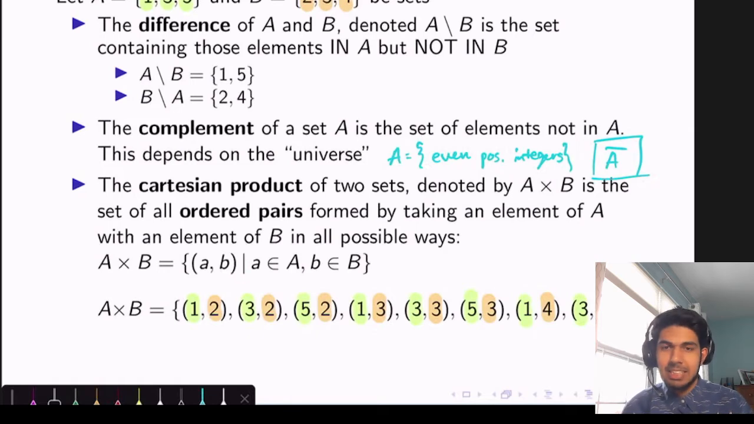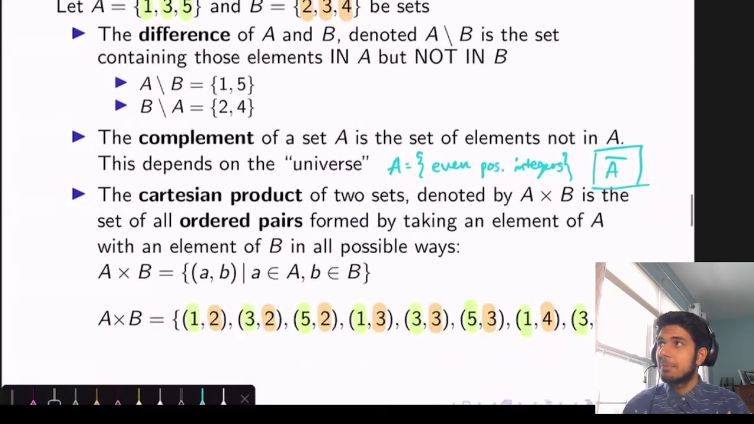This bar means "given," or "such that": a, which is the first element of the pair, comes from capital A. So capital A is the set, and this little a is an element of A, and little b is an element of B. So this first element should come from this set, and this second element should come from this set.